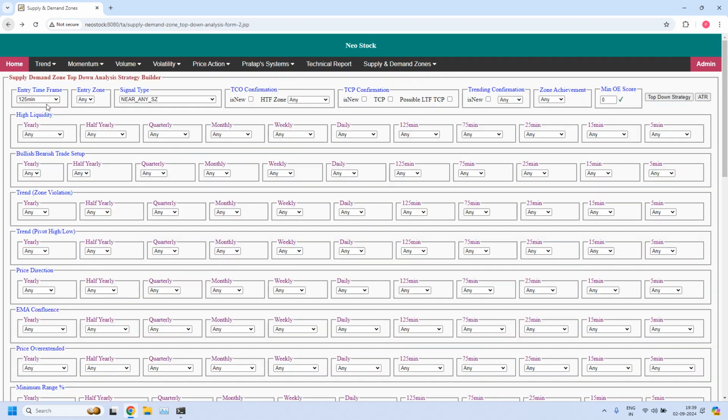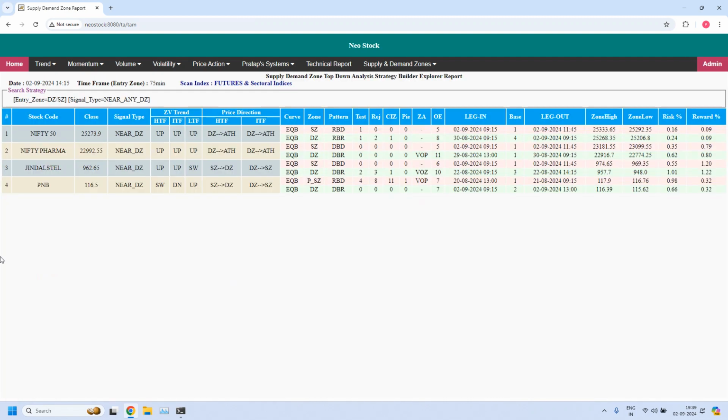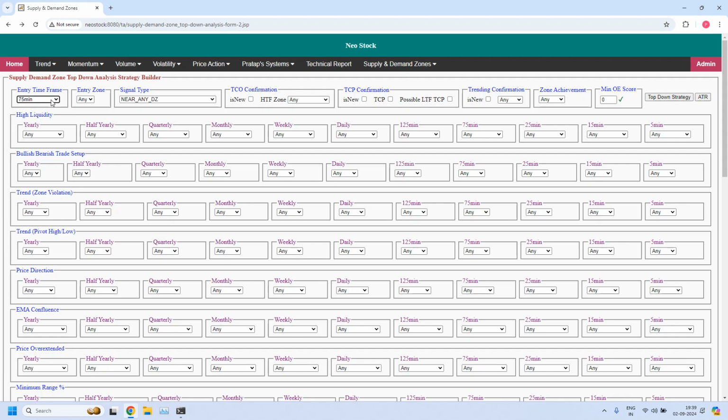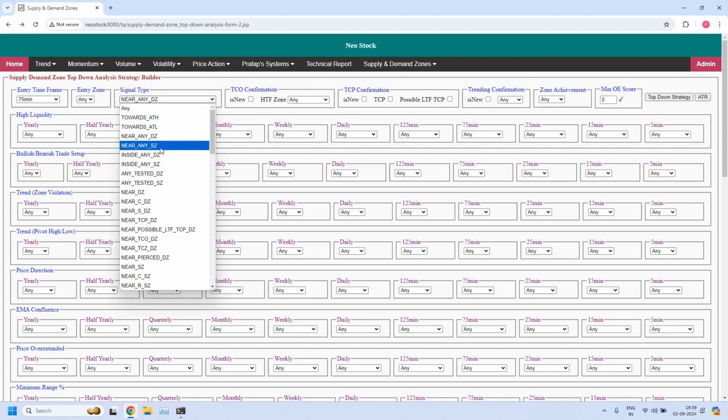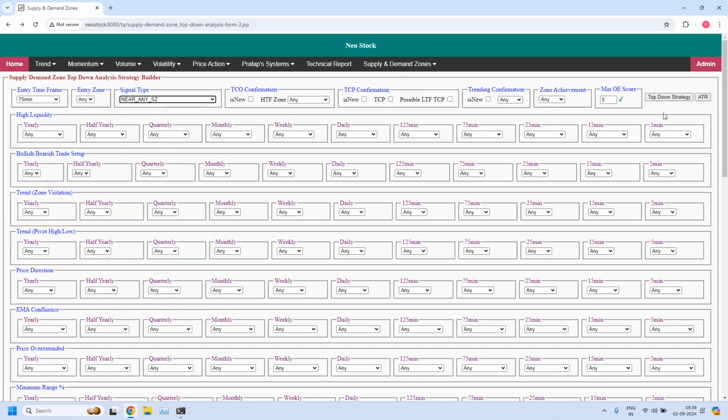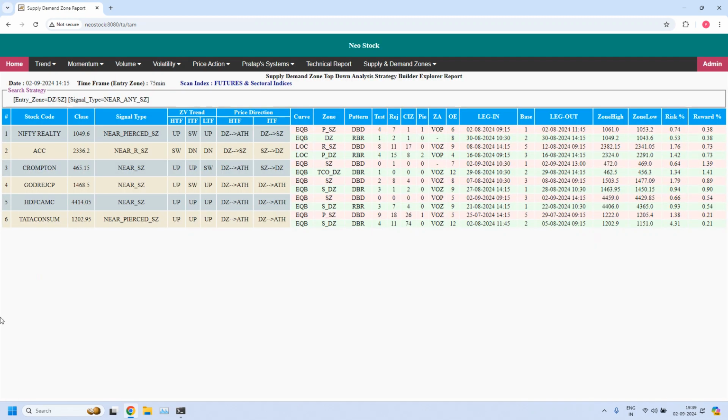Next time frame is 75 minutes. Let us find the stocks near 75 minutes demand zone. 4 stocks are filtered and there are no 75 minutes high liquidity demand zones from this list. Okay, the next report for 75 minutes time frame. Let us find the stocks near 75 minutes supply zone. 6 stocks are filtered. Let's verify any high liquidity supply zone.